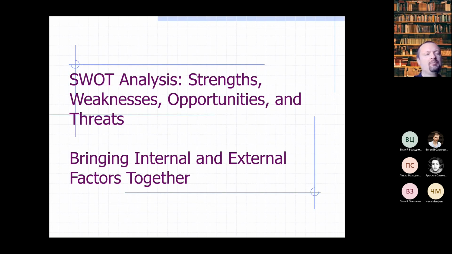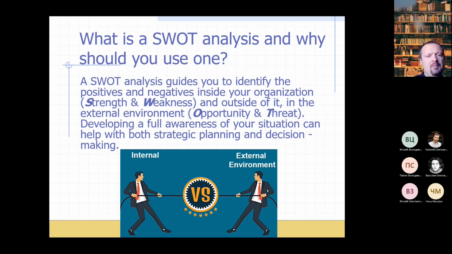So, why do we call this instrument SWOT analysis? It's because we are taking the first letters from the words strengths, weaknesses, opportunities, and threats. SWOT. Generally, the main idea of SWOT analysis is to adapt the organization to the external environment, keeping in mind all the internal factors of the organization.